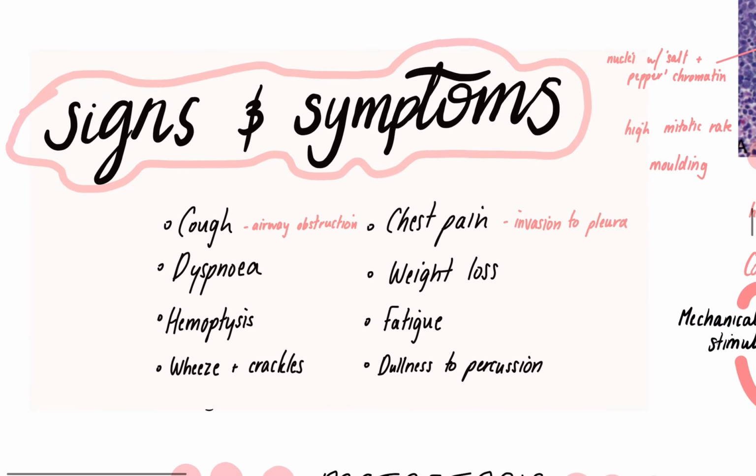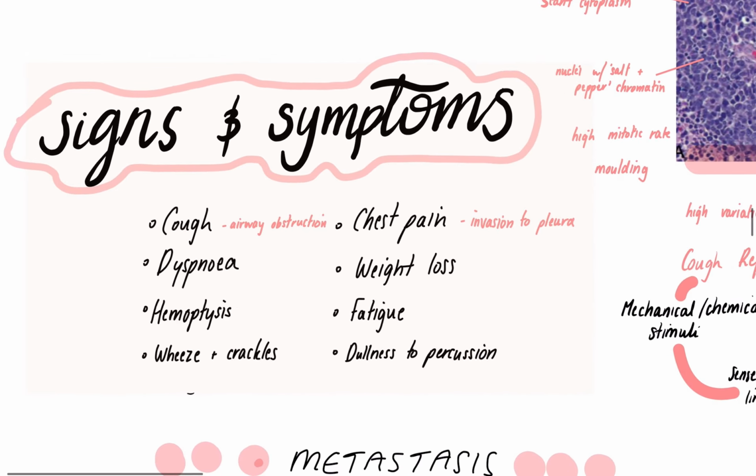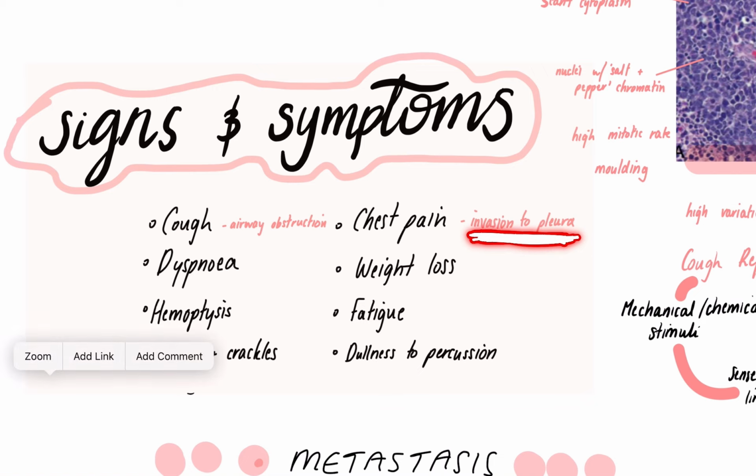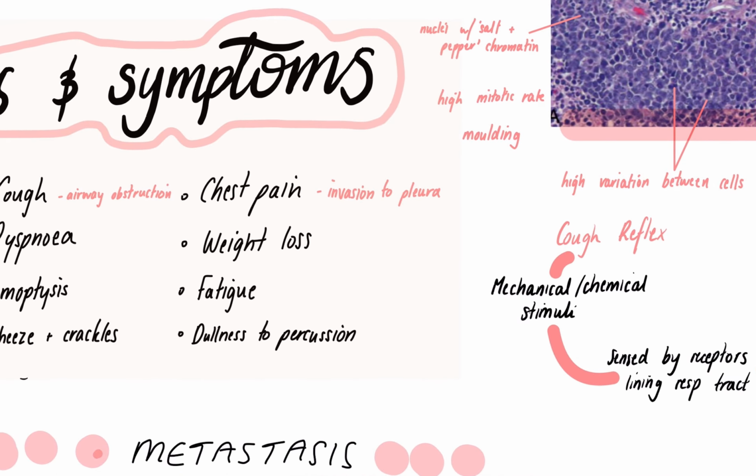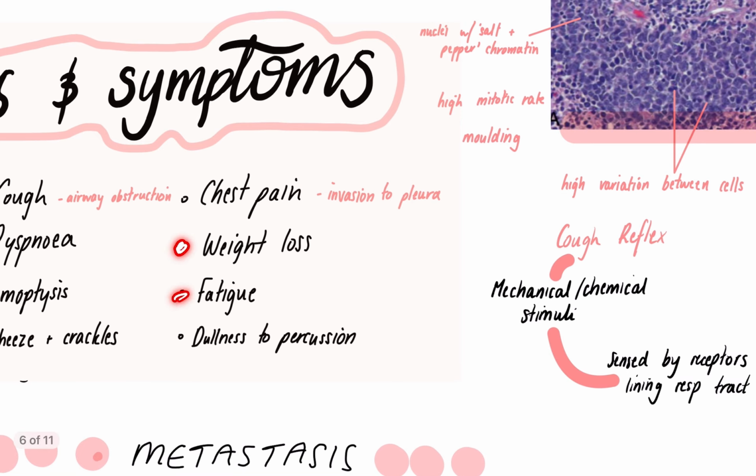So the signs and symptoms include cough, dyspnea, coughing up blood or hemoptysis, wheezing, crackles, chest pain, but only if it's invaded into the pleura, because the lung tissue itself doesn't have pain sensors, pain nerve endings. It can cause weight loss, fatigue, and dullness to percussion due to the fact that there would be a mass.